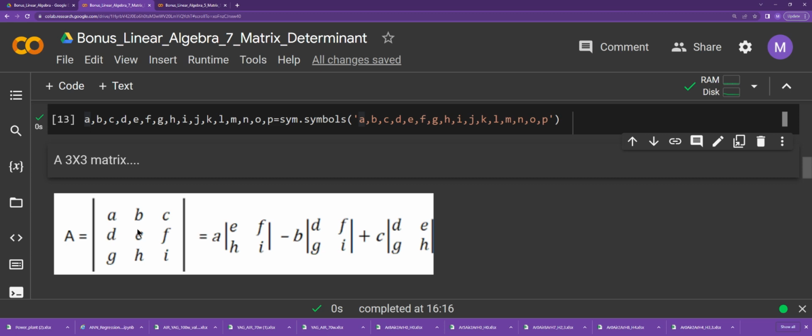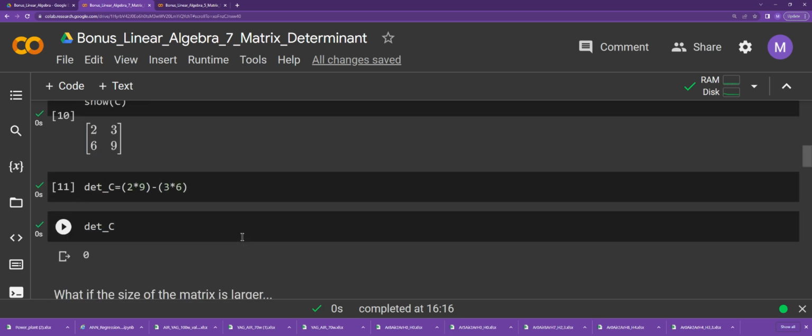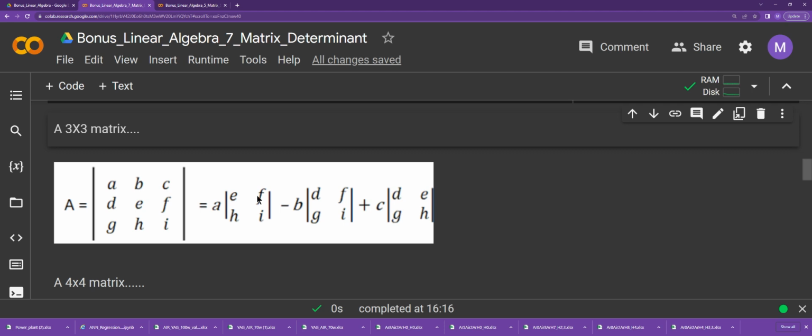A. Now, obviously, how do we calculate these determinants? We just discussed it, because these are 2 by 2, yeah? So it would be E times I minus H F. That's what would be sitting there. D times I minus F G, and D times H minus G times E. Okay.